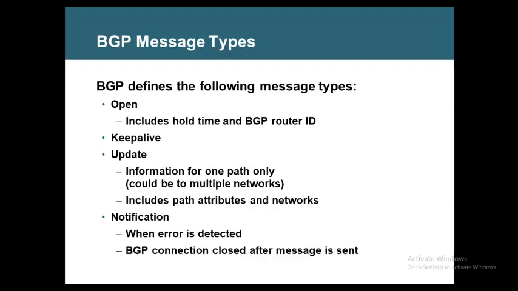Keepalives are sent every now and then once the neighbor is established. That's every 60 seconds. But the open message is only in the beginning. Next is the update. Information for one path only, could be multiple networks. It includes path attribute and network.